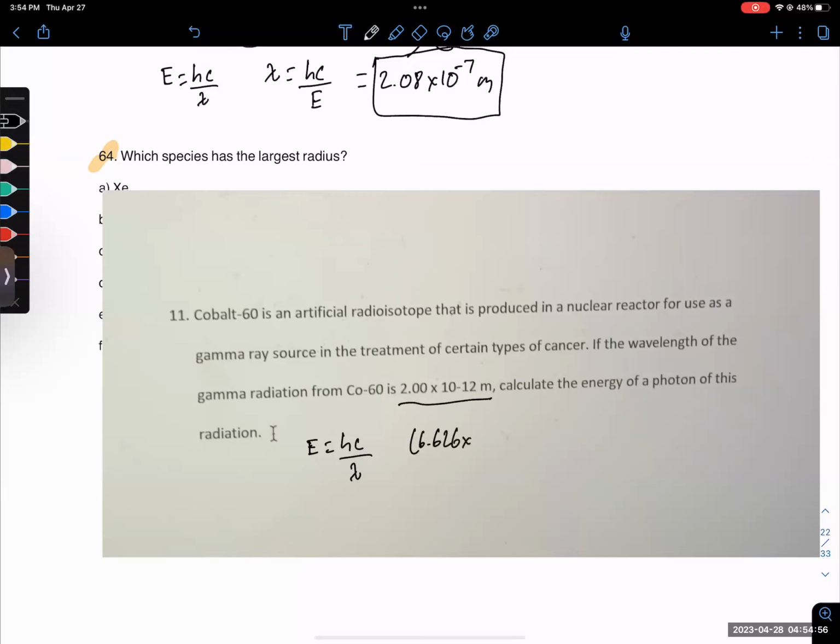So to get our energy, 6.626 times 10 to the negative 34 times 2.998 times 10 to the 8, and this is all going to be over 2 times 10 to the minus 12. Now, if we solve out this great monstrosity and put it in our calculator.